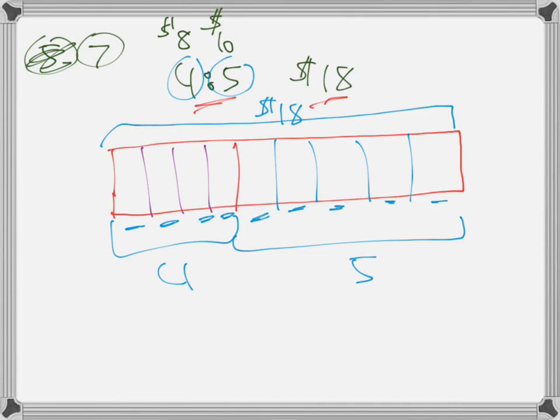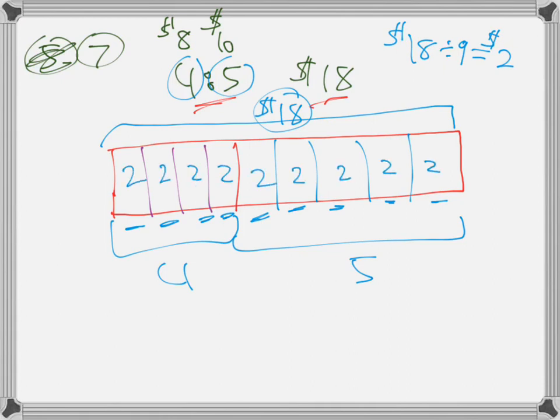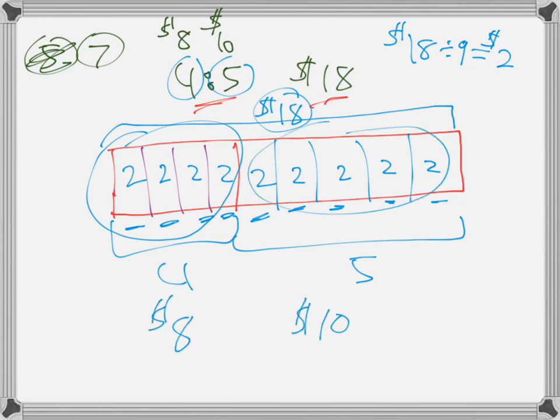Just look at that. How many boxes do I have total? 9 boxes for $18. How much is in each box? 2. Yeah, 18 divided by 9 has got to be $2. So 2, 2, 2, 2, and 2, 2, 2, 2, 2. So how much is in this section? $8, and 5 times 2, 10. Get the idea? Good. I like what you're saying, Cam.